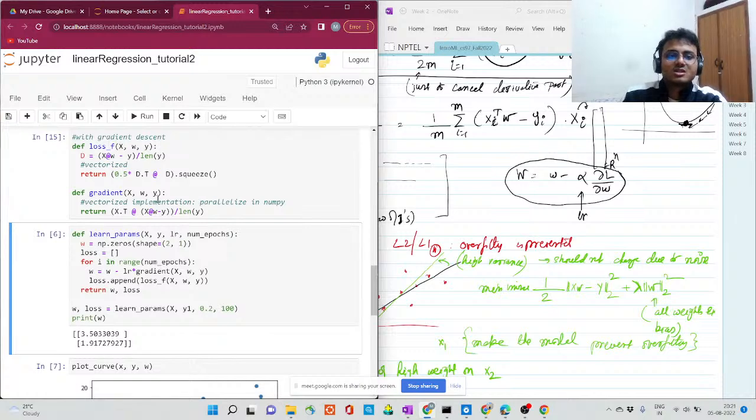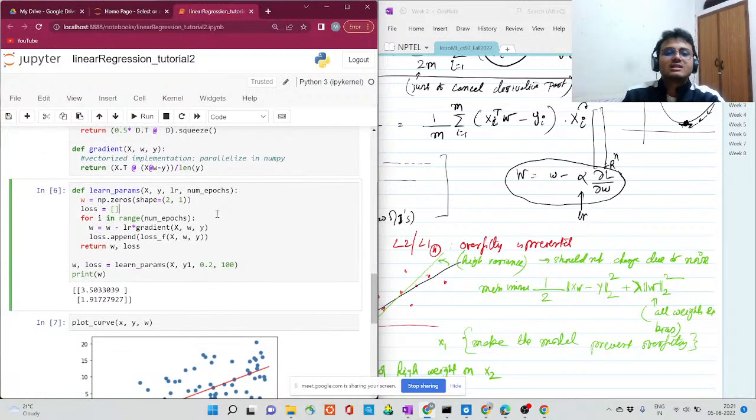So these are the gradient function and the loss function, and let us see how gradient descent works. I'm initializing the weights to be 0, and then I'm updating the gradient at each point for a number of epochs.